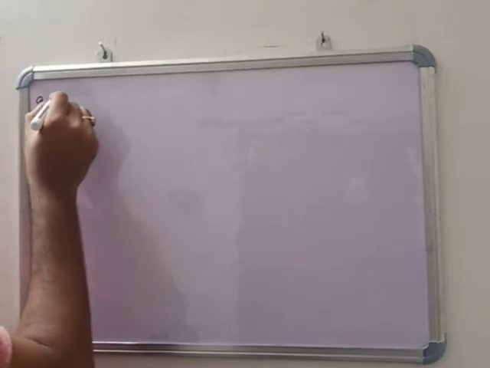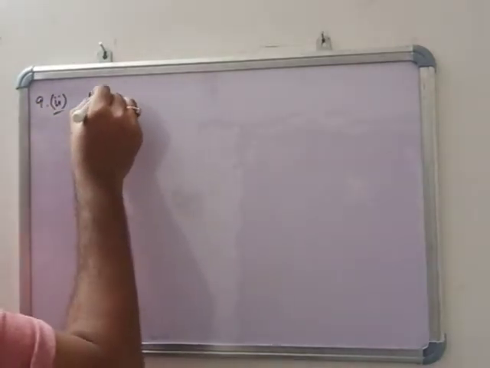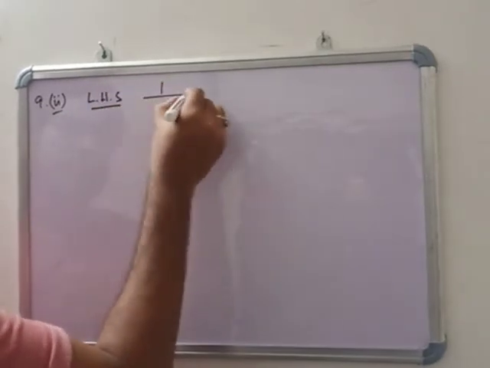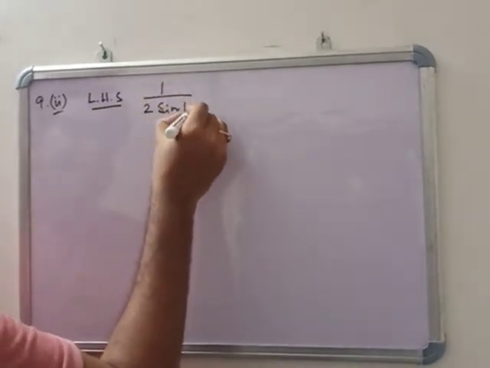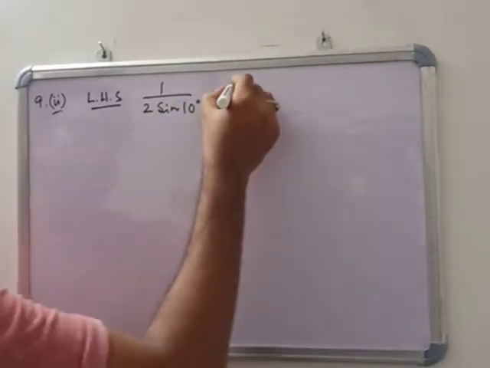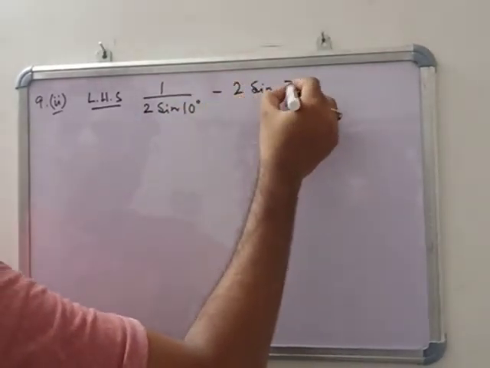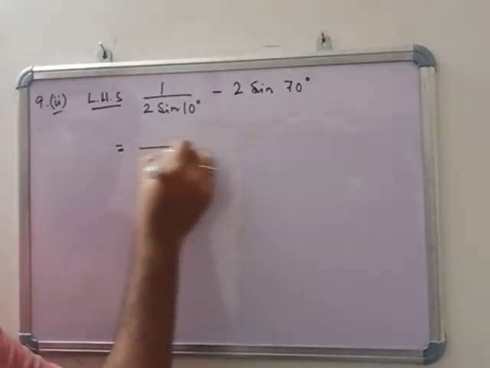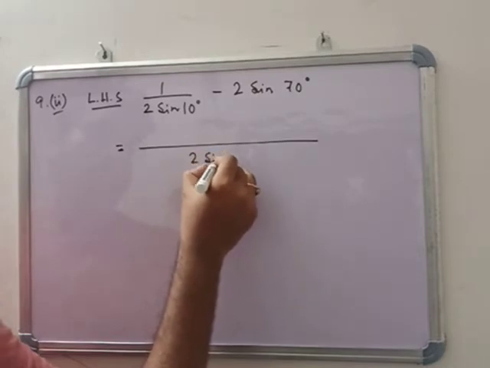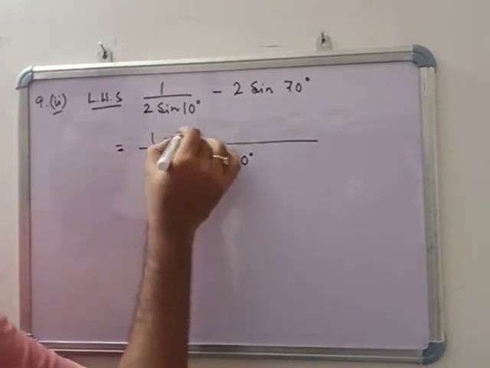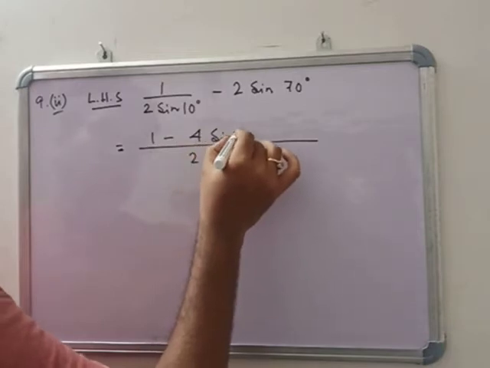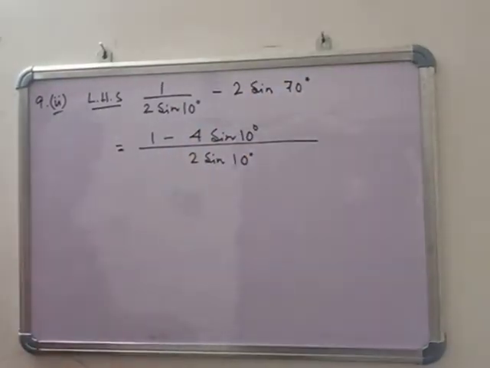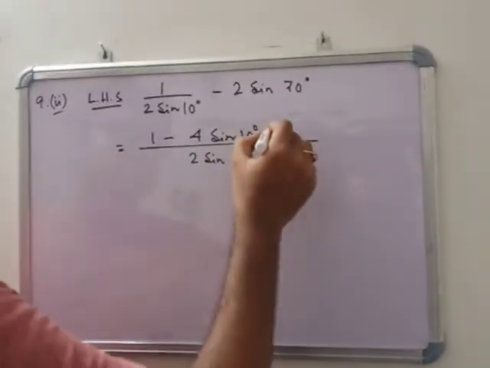Now in next problem 9.2, see that LHS 1 by 2 sine 10 degree minus 2 sine 70 degree. So simply LCM 2 sine 10, 1 minus 4 sine 10 and sine 70.